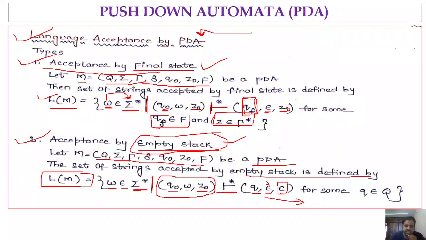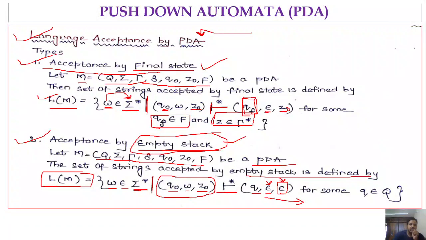First epsilon is indicating that there is nothing to process, and the next epsilon is indicating that the stack is empty. Okay. So such a set of all words is called the language accepted by empty stack. Language accepted by Pushdown automata by empty stack. Just remember these two.